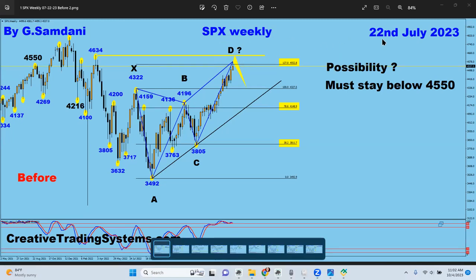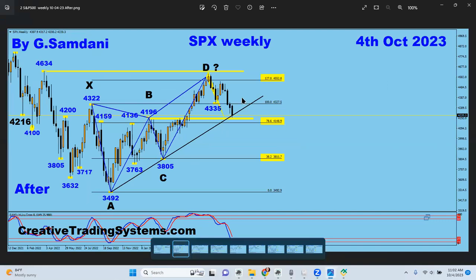S&P 500 weekly chart, 22nd July. I made this chart saying that it must stay below 45.50 and we will go to this rising TL, right? And what happened to this chart? Boom. As of today, we got that target, the rising TL, and this nice little area is 41.96. We are here, and now it's a very good setup to go long, right?